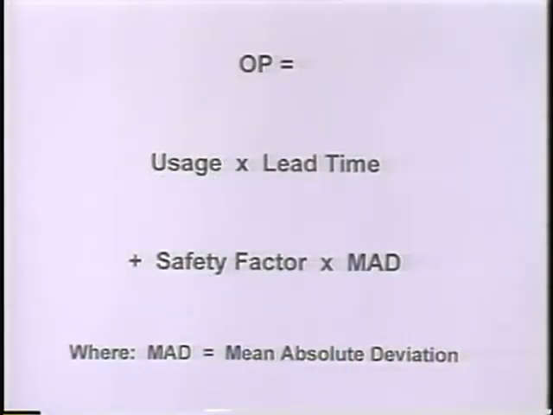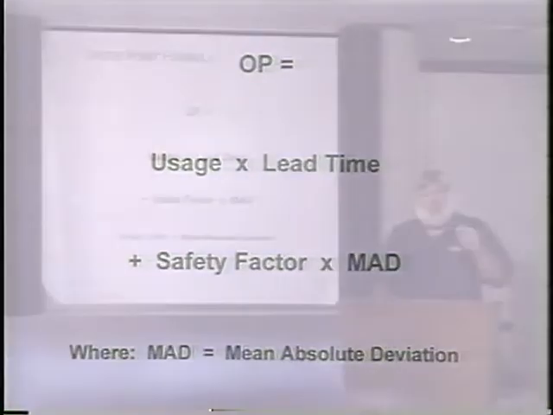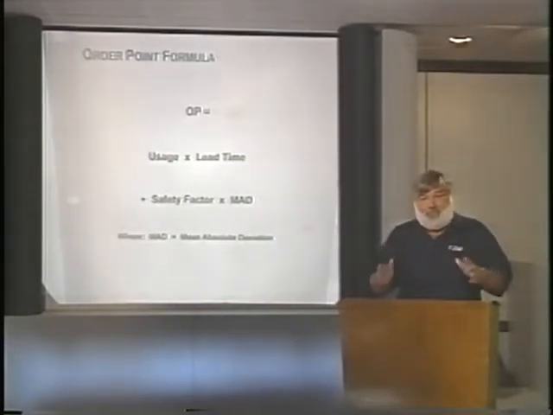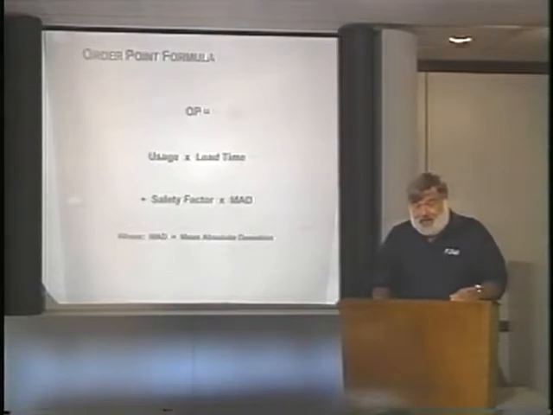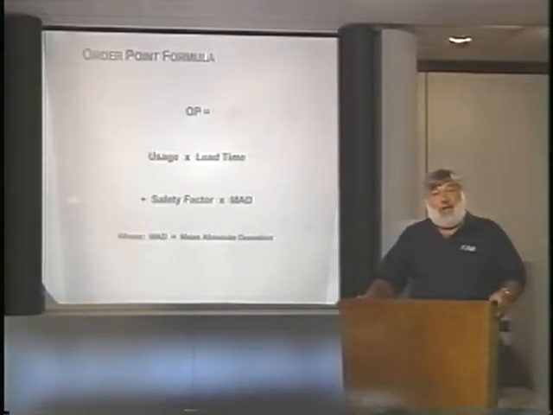Now, the order point is equal to some type of usage times the lead time plus a safety factor times mean absolute deviation. What type of usage are we actually talking about? We're talking about the average usage over many periods of lead time. So what I want you to do is write the word average in front of the term usage. Now, if you turn the page, we're going to take a look at an order point graph.